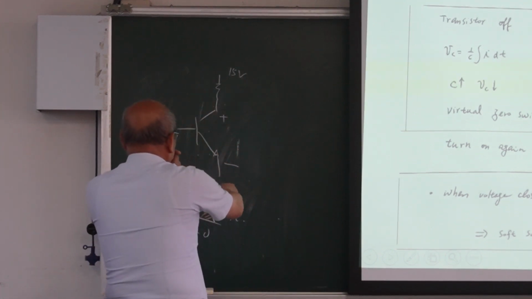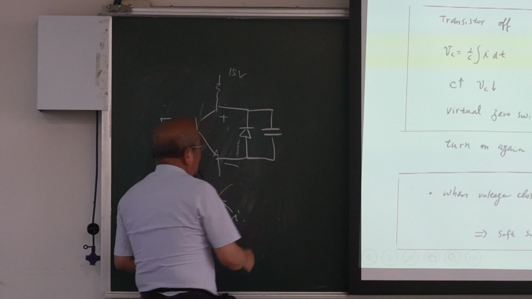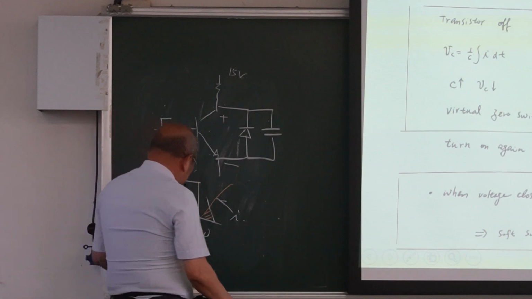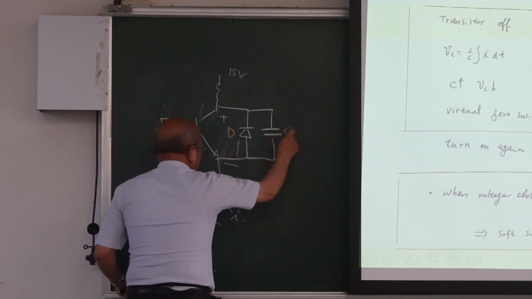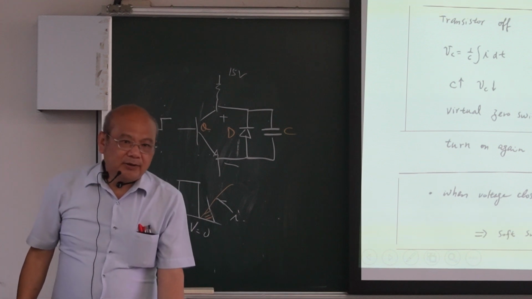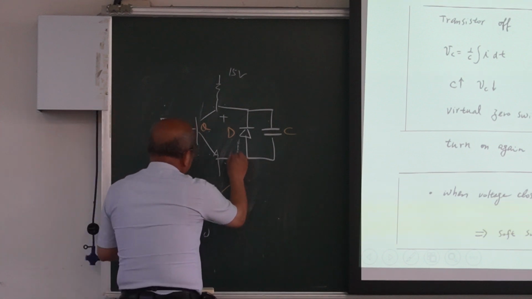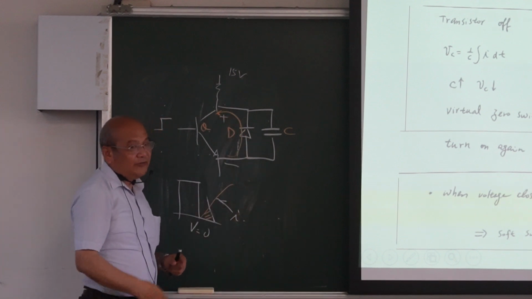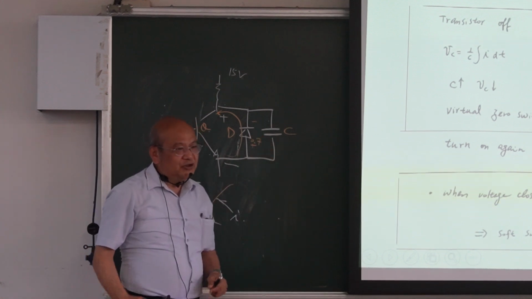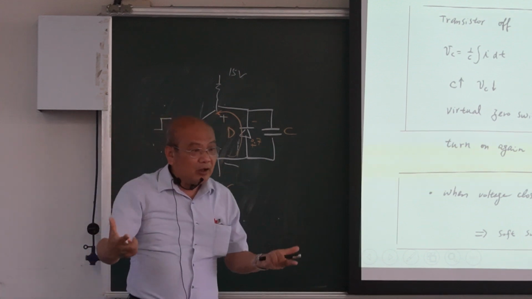How can you do this? If you have this circuit, how can you get ZVS on? If you do this circuit, how can you get the ZVS on? Anybody has any idea? We have diode, we have capacitor, we have switch. How can I get ZVS on? Anybody has any idea? I have to turn on the diode first. If I turn on the diode first, what is the voltage? 0.7. 0.7 is near 0. So then I turn on this one. So I got ZVS on, right?